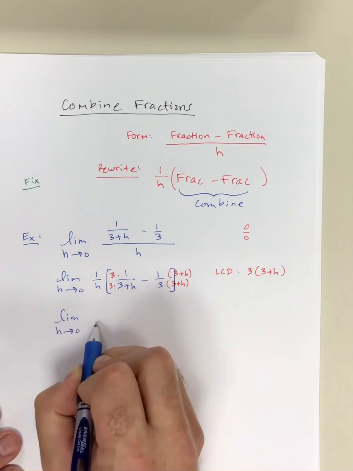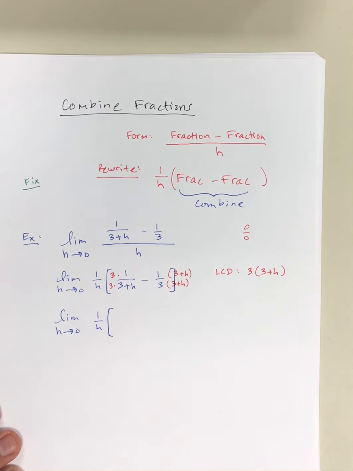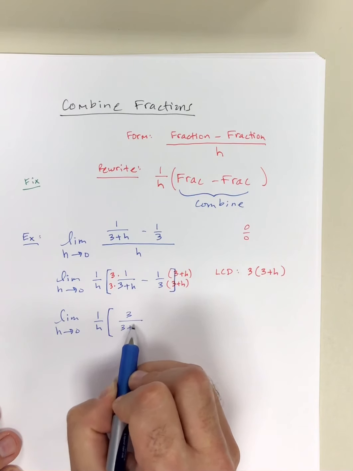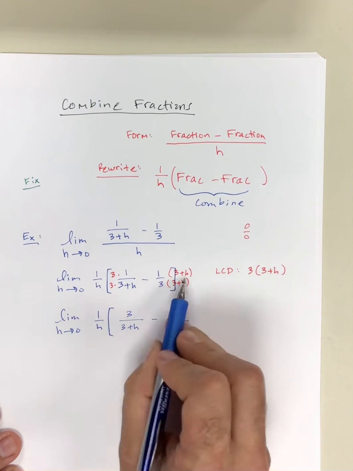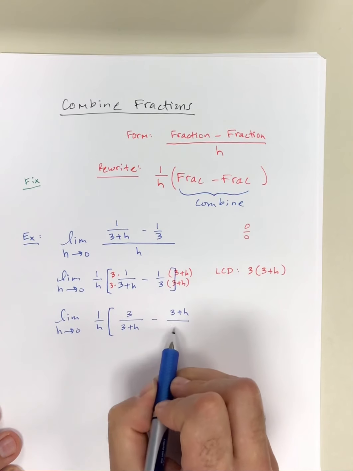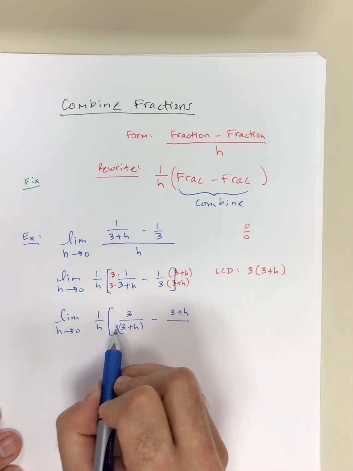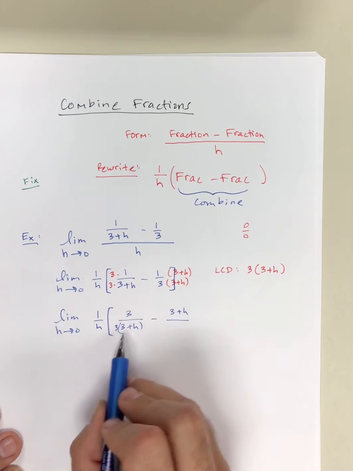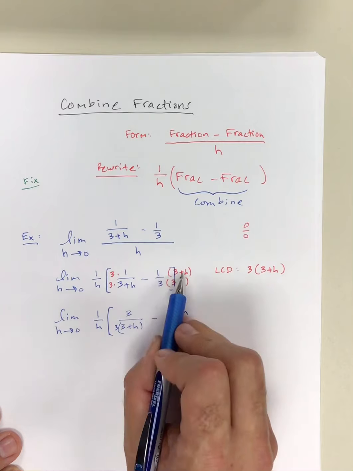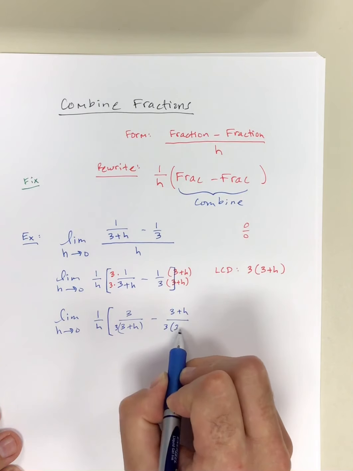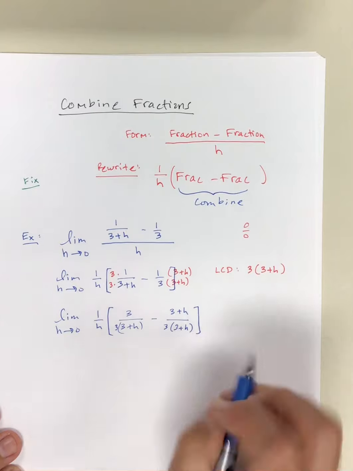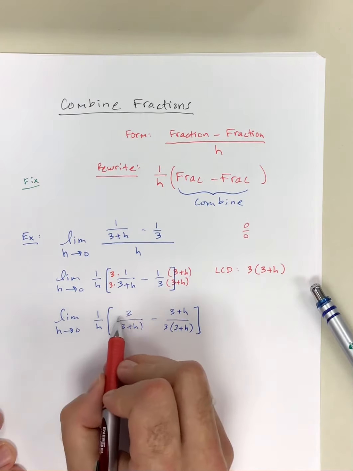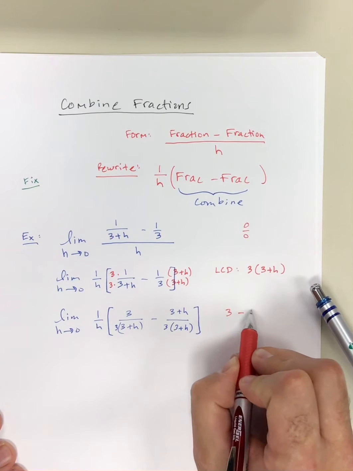The limit as h goes to 0, 1 over h is off to the side, and I have 3 over 3 plus h minus 3 plus h. Oops, did I do it? I totally forgot my common denominator. 3 over 3 times 3 plus h minus 3 plus h over 3 times 3 plus h. And because those have a common denominator, then of course we can look at the numerator as one problem.